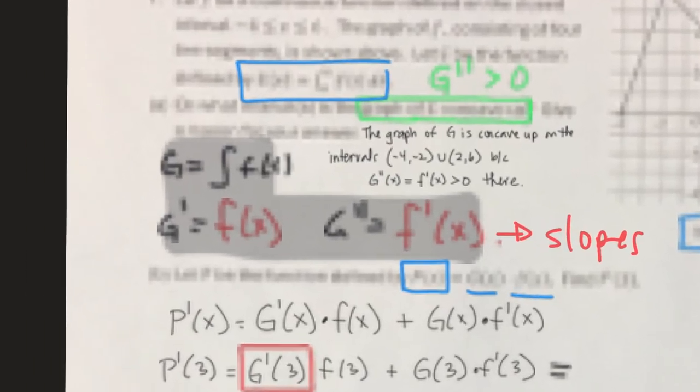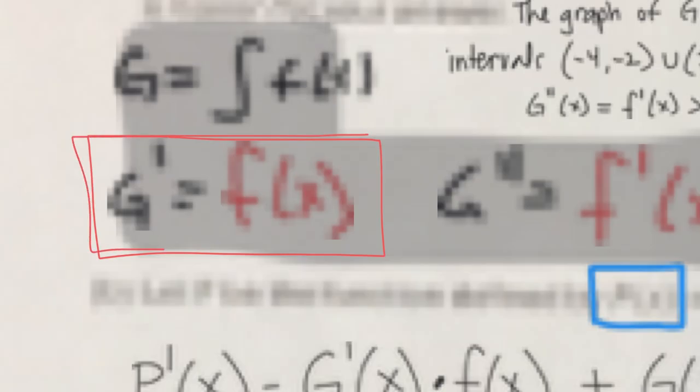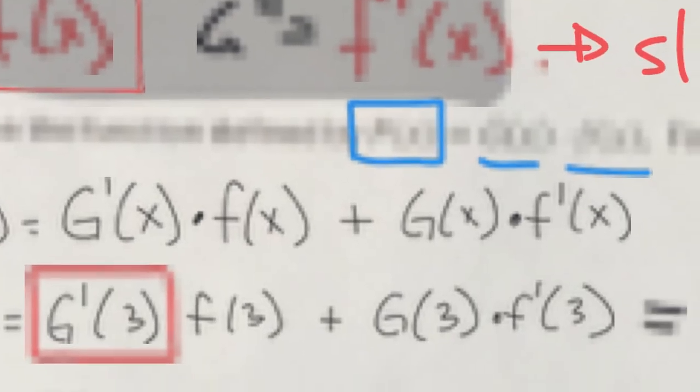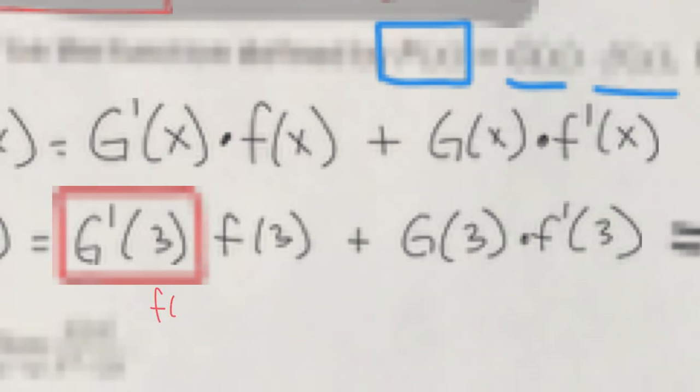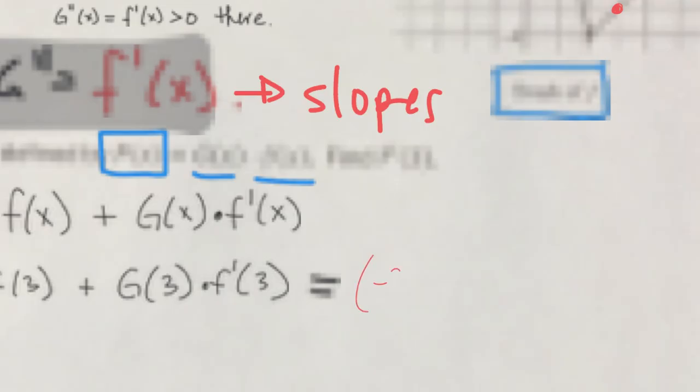Well, according to our second FTC, g prime is just the function evaluated at that point. G prime of 3 is the same as f of 3. So let's look at our graph. What is f of 3? F of 3 is negative 3. So we have negative 3 times negative 3, right? So this is g prime, and then this is f of 3.